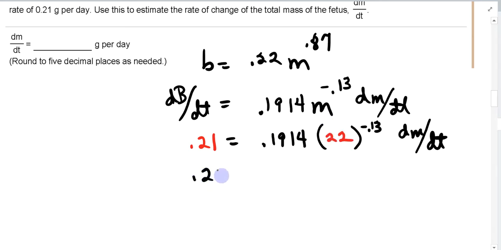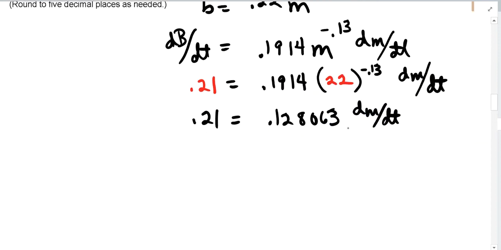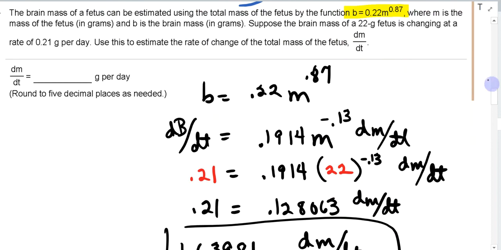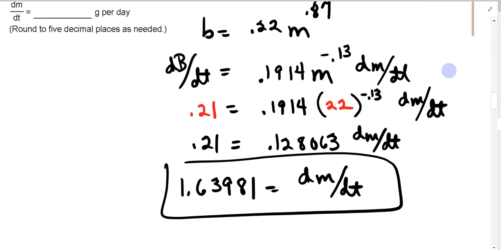All right, so 0.21 equals 0.128063 dm/dt. Let's go ahead and divide both sides by this number. And so we have 1.63981 is equal to dm/dt. And that is what we were asked to find. Use this estimate to find the rate of change of the mass, which was dm/dt. And keep in mind, every time we take a derivative, we're going to have a dt. So this was b, that became db/dt. This was mass, dm/dt.